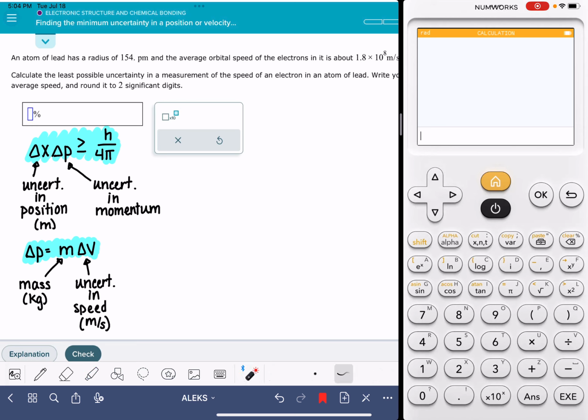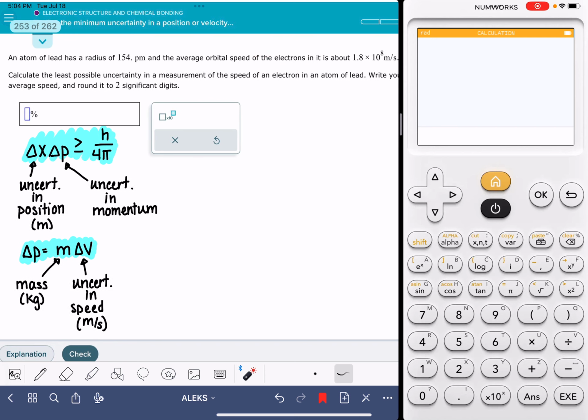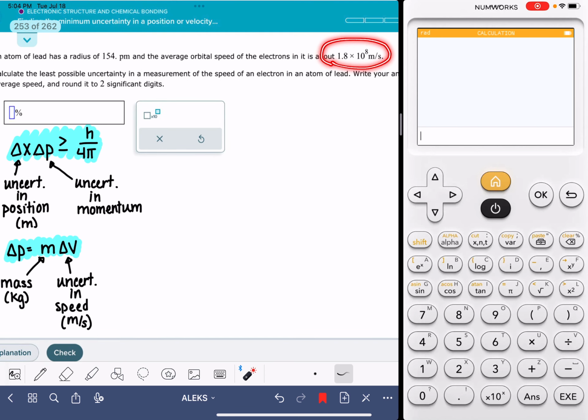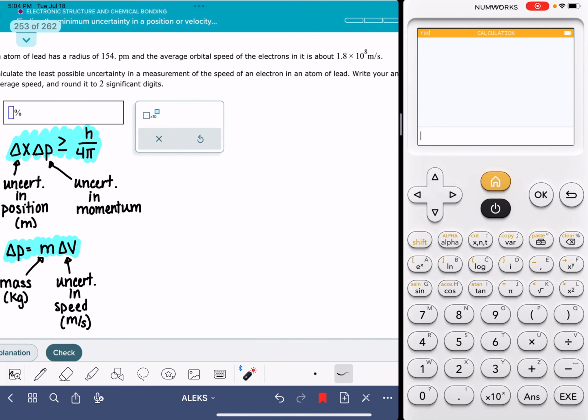So the first thing that we're going to want to do is actually read the problem and take a look at what information is important and what ALEKS is asking us to do. So this is telling us that we have an atom. It has a radius of 154 picometers, and it has electrons in it, and the electron's speed is 1.8 times 10 to the 8th meters per second. It wants us to calculate the uncertainty in the speed of the electron.